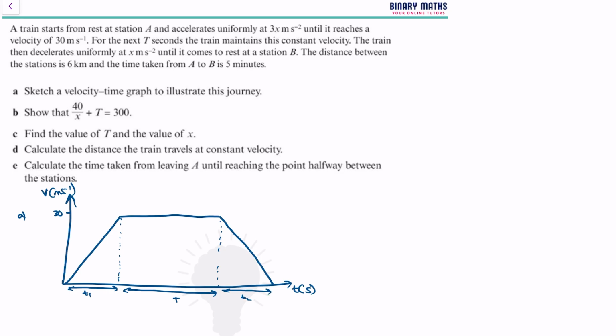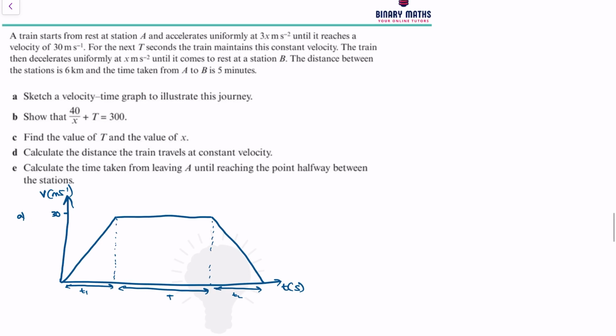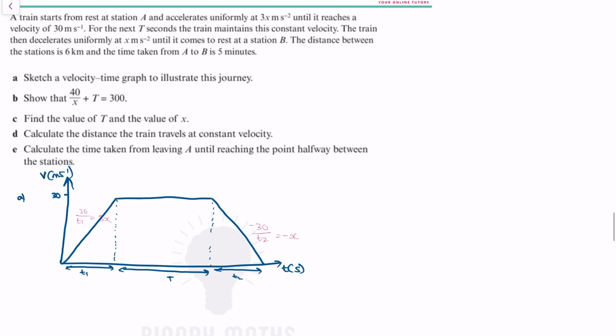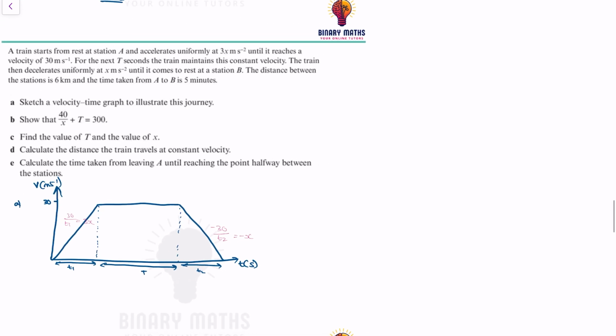So what we do know, part B, should we do the... So what we do know here is, if we want to write it out now, let's just write it in red. Then we know acceleration is the gradient. So 30 over t1 is equal to 3x. And this one is negative 30 over t2 is equal to negative x. Using the acceleration part. Show that 40 over x plus t is equal to 300.